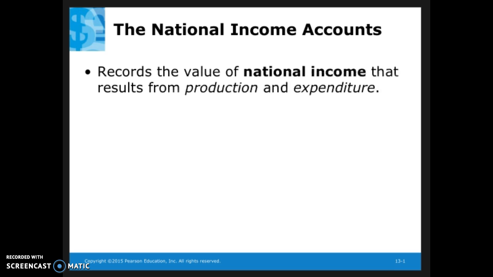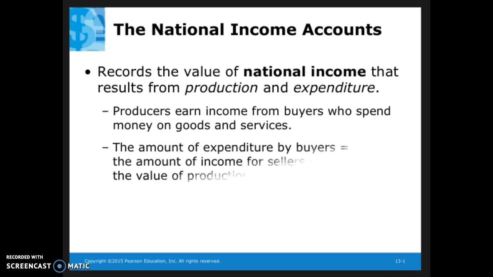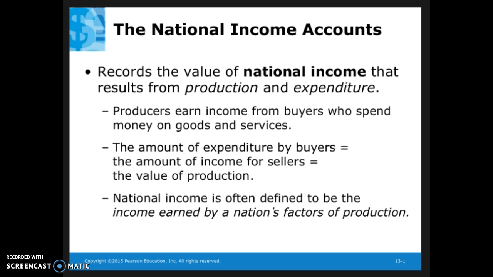So first, national income accounts records the value of national income that results from production and expenditure. Producers earn income. The amount of expenditure by buyers equals the amount of income for sellers, which equals the value of production. National income is often defined to be income earned by a nation's factors of production.